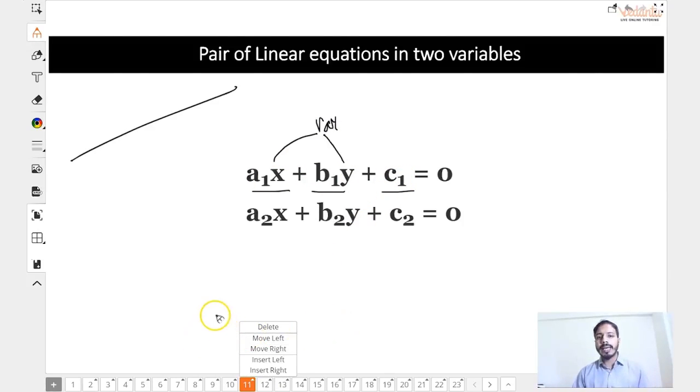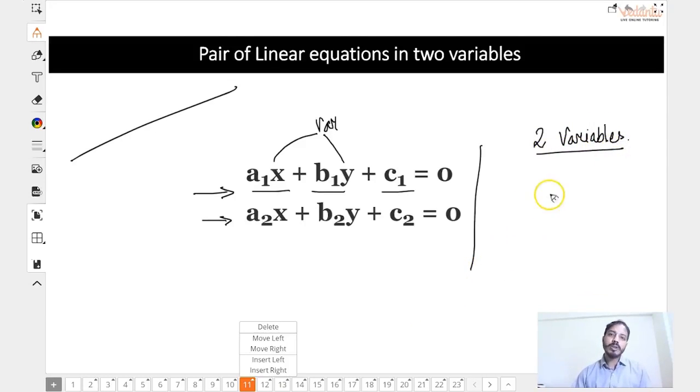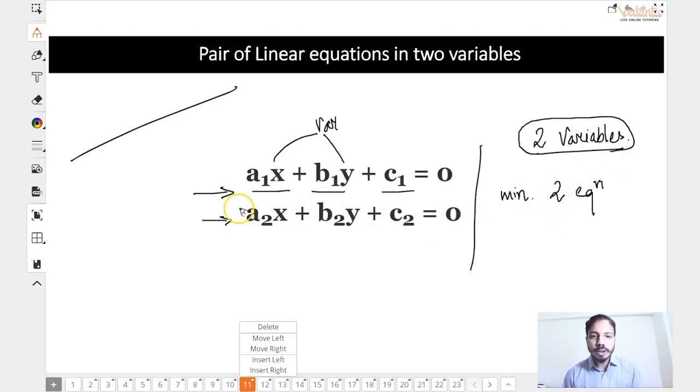Now if I have two lines, that means this one and this one. Why do we have two lines, guys? You should know something: if I have two variables and I want to find out the values of these variables, I need a minimum of two equations. Minimum two equations are needed to solve for two variables. So that's why we are taking two equations.